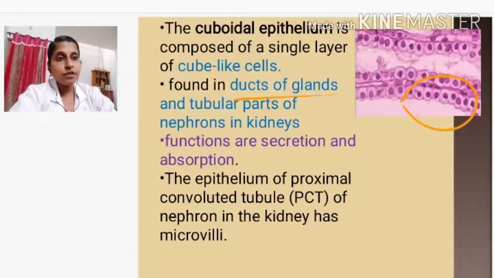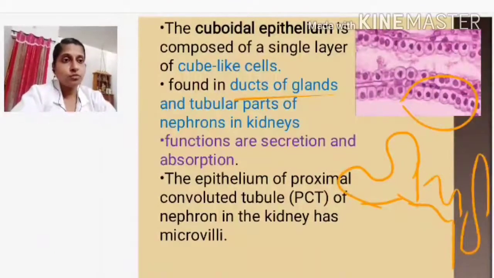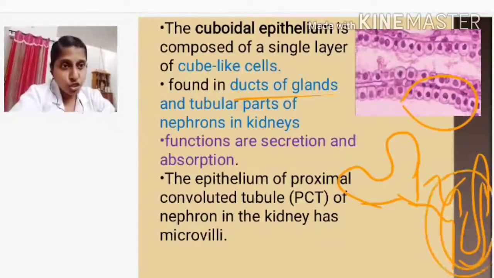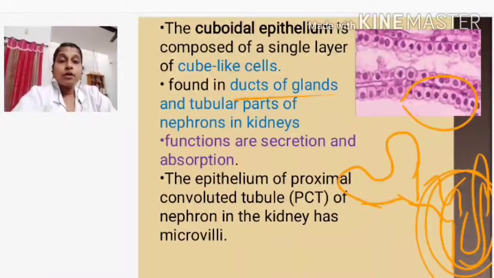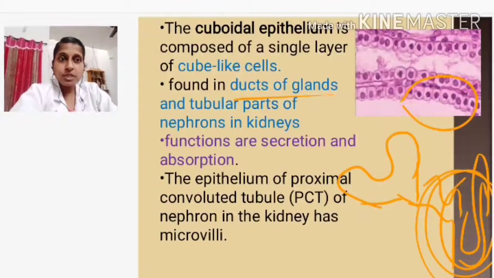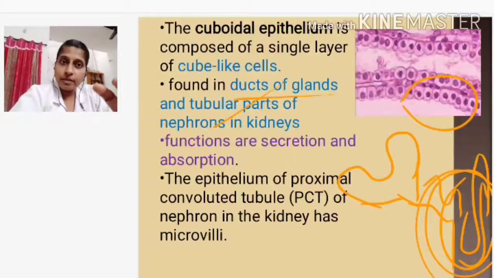When learning the structure of the kidney, you would have learned Bowman's capsule. Thereafter, you would have learned the proximal convoluted tubule, distal convoluted tubule, Henle's loop and all. In this tube-like structure, cuboidal epithelium is present. So, this is regarding your nephrons in the kidney. You can find this cuboidal epithelium.